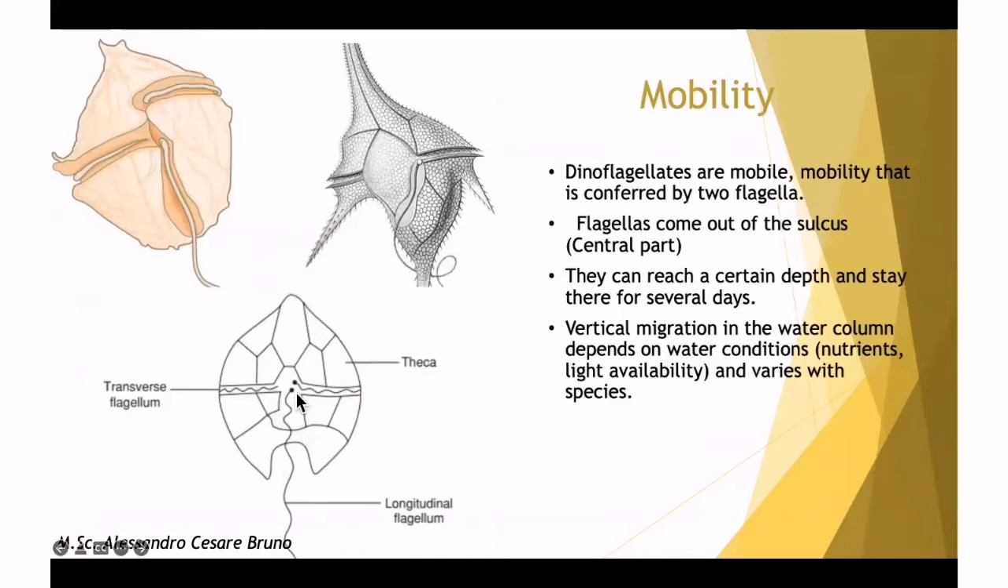Dinoflagellates have mobility, which is conferred by two flagella. One flagellum is transversal to the sheath of the specimen, and the other is longitudinal. They can swim inside the water column. Generally, they move vertically in the water because they search for the best conditions for living. They are searching for the best light and nutrient conditions, so they can reach a certain depth inside the water and stay there for several days.